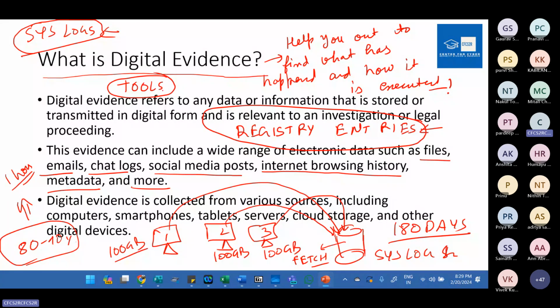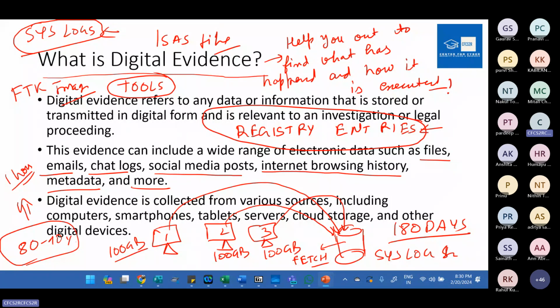How many people know what the LSASS file is? Tell me. Any one of you? Okay, one response. And what is the use of FTK Imager? I think most of you know it. It is used to create a copy of a particular drive.